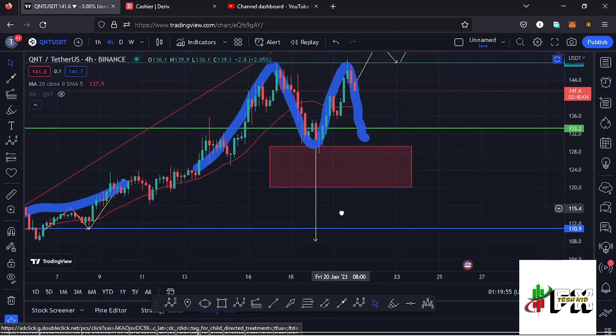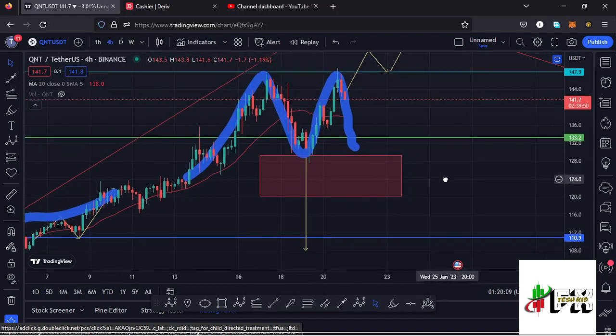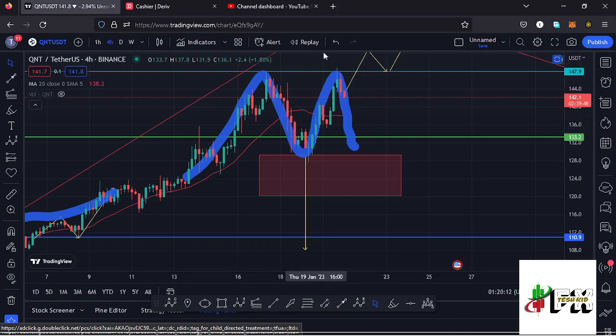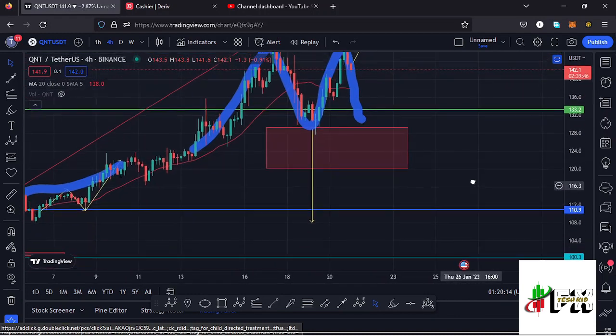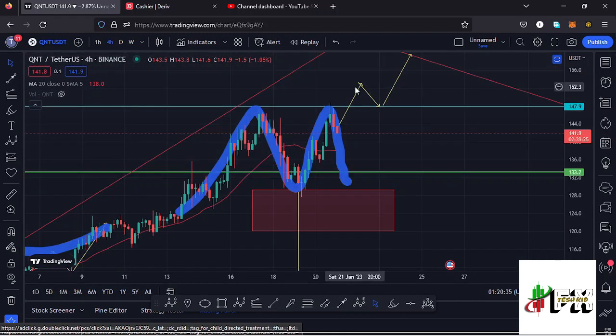$108.2 mark. So we need to continue watching those key areas of support, the 20-day MA, and also the key area of support at around the $133.2 mark, because in case we lose the key area of support at around the $133.2 mark, then there are chances of seeing a breakout out of this chart pattern, and that would give us a minimum target area back to around the $108 mark.